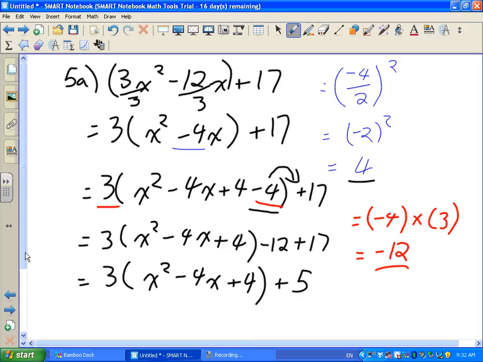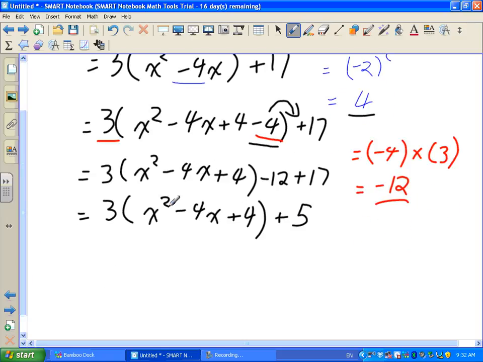And if we take a look, we've once again created a perfect square. I can find the square root of this, the square root of our last term. So square root of x squared is x. Square root of 4 is 2. And because this is a negative sign, we bring the negative down.